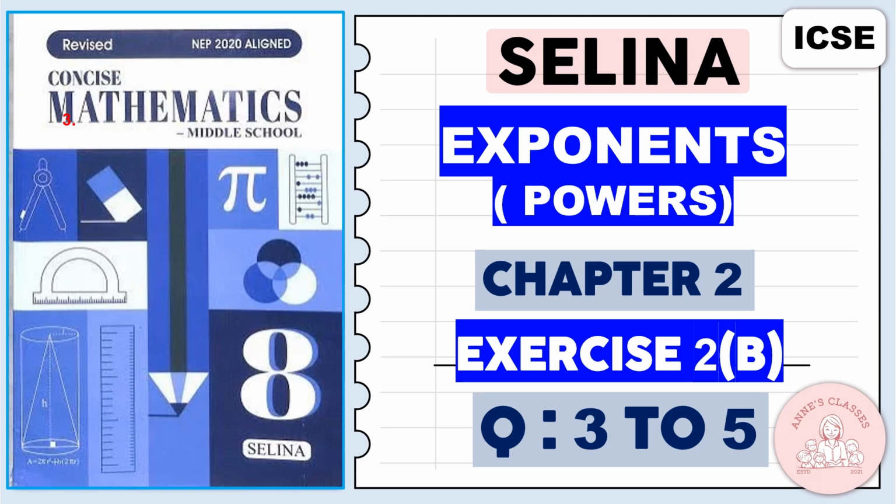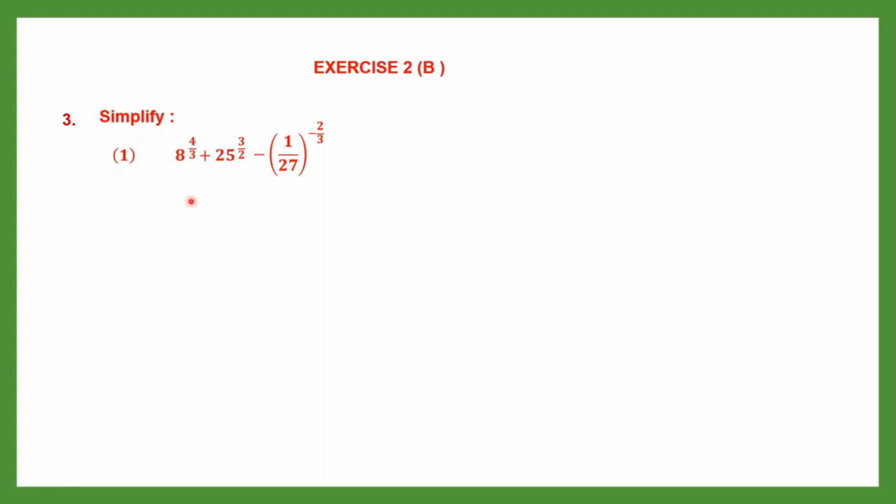Let's do Exponents, Chapter 2, Exercise 2b. To simplify, in this first one, 8 raised to the power of 4 by 3 plus 25 raised to the power of 2 by 2 minus 1 by 27 raised to the power of minus 2 by 3. Whenever your powers are in fraction form, we will try and make them whole numbers. Okay, and then it becomes easier for us.